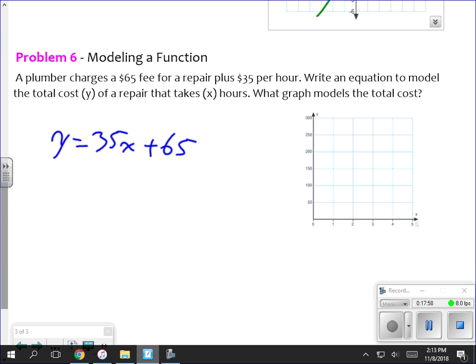And then to graph, same thing we just did last time. What's my b? My b is 65. My slope is 35 over 1. So what I do, I go to 65, which is somewhere about here. It's the best I can do. And then 35 over 1. So I go over 1 and up 35, plus 65. That's 100. That makes that easy. And there's my graph.